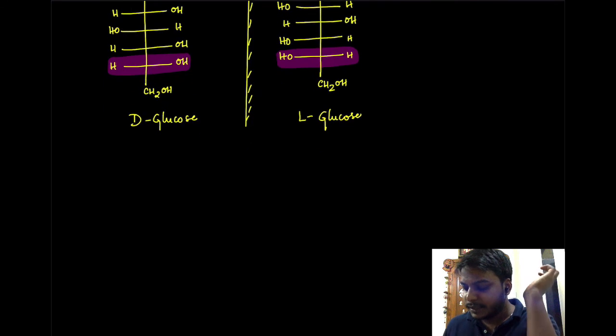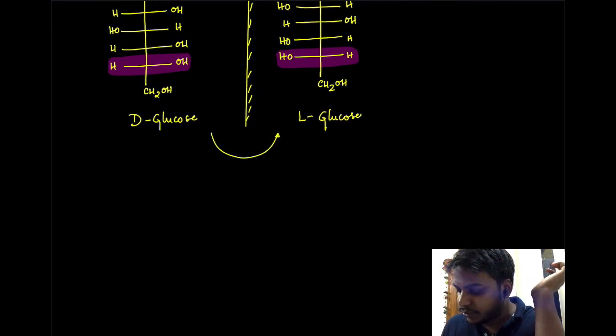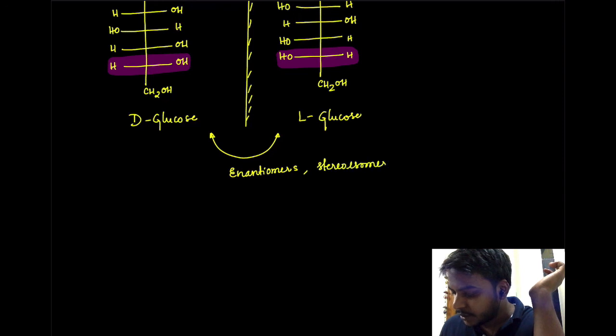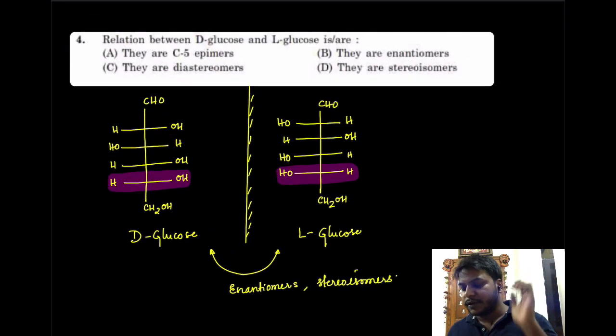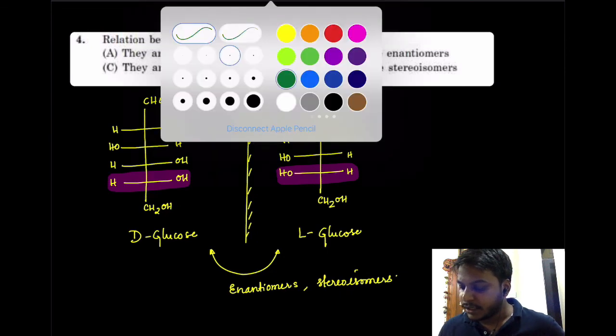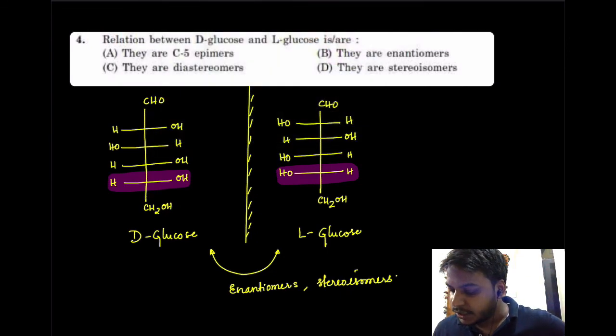So I can say these D glucose and L glucose are enantiomers of each other, and all enantiomers are stereoisomers of each other. So they are stereoisomers. Okay. So that is the question asked, and if you see the options, relation between D glucose and L glucose, we can say they are enantiomers and they are stereoisomers.